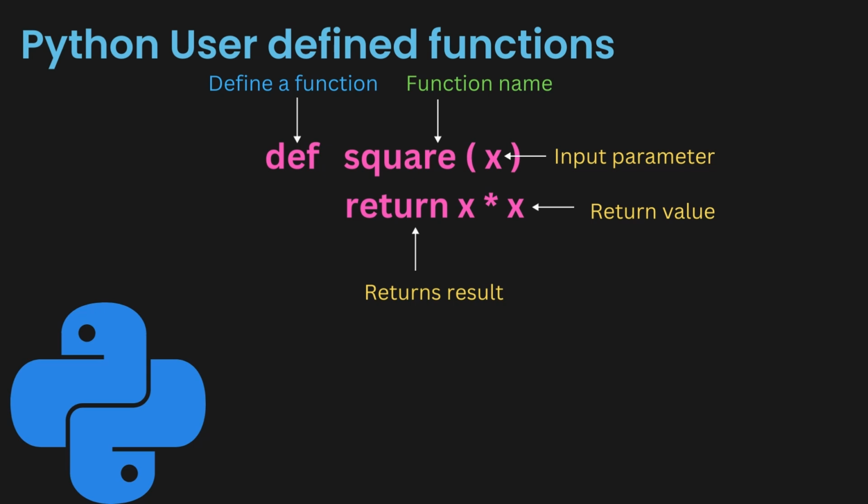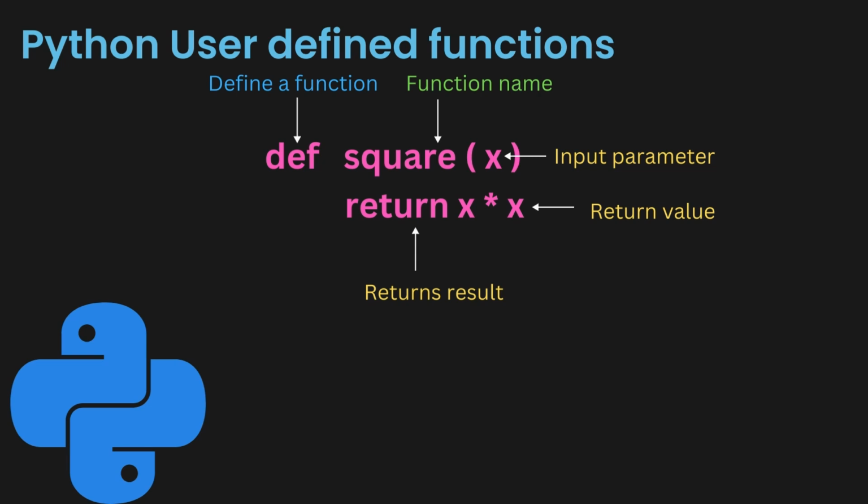To define a function, you start with the def keyword, which tells Python that you're about to define a function. Next, you write the name of the function, which in our case is square. This name should be descriptive and give an idea of what the function does. After the function name, you include parentheses that hold any input parameters the function will take. Here, our square function takes one parameter x.